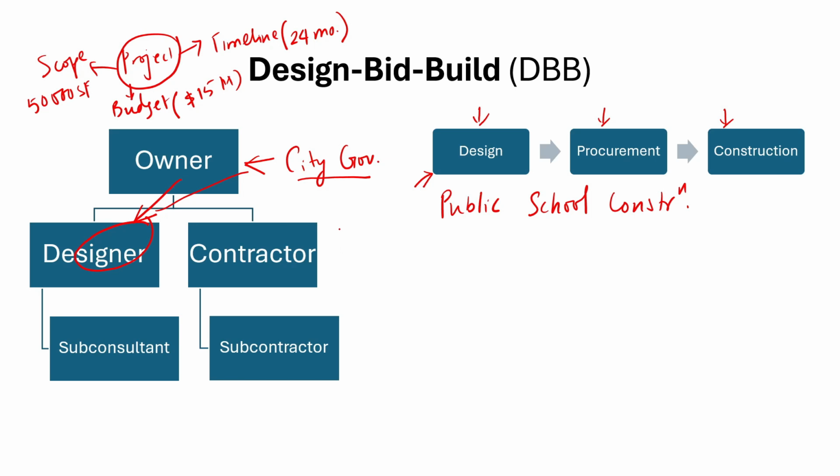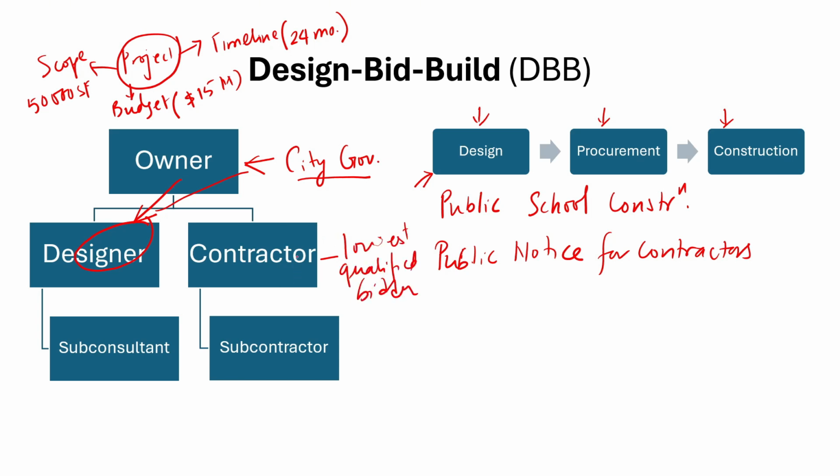Now, after design, the city issues a public notice for contractors to bid on the project based on the completed design documents. So the contractors submit bids detailing their proposed costs and timelines. The owner evaluates the bids and selects the lowest qualified bidder. Then the selected contractor signs a contract with the city, or owner, to construct the school as per the design.